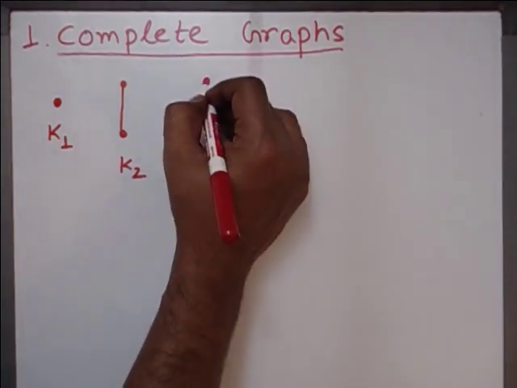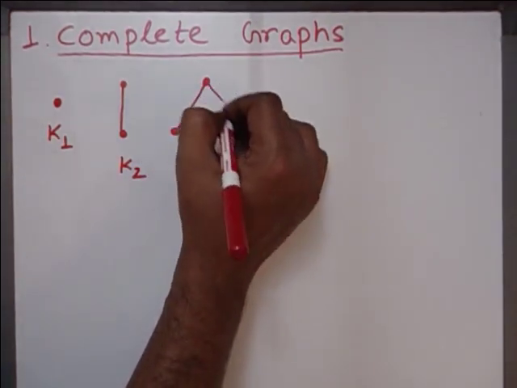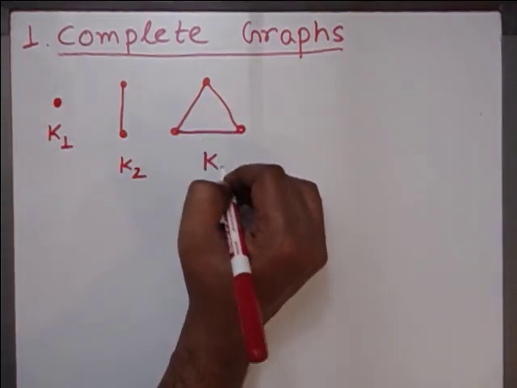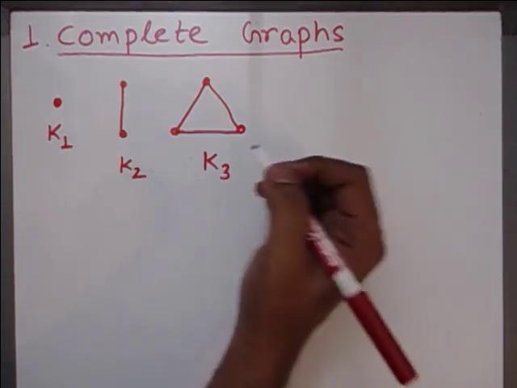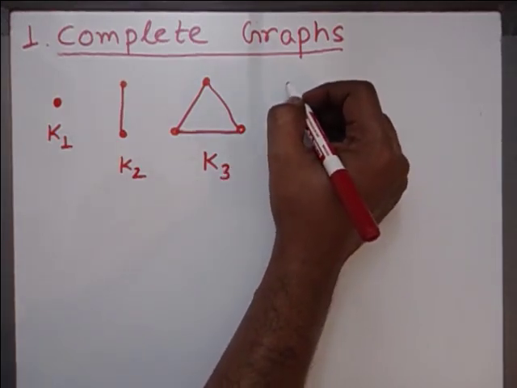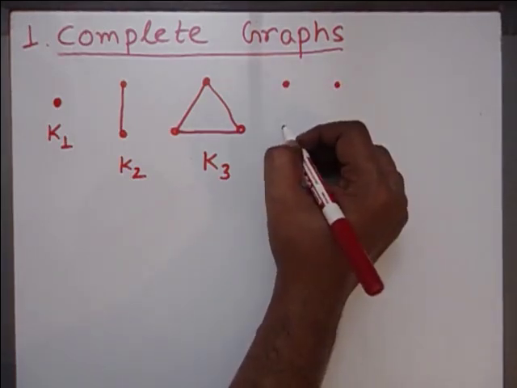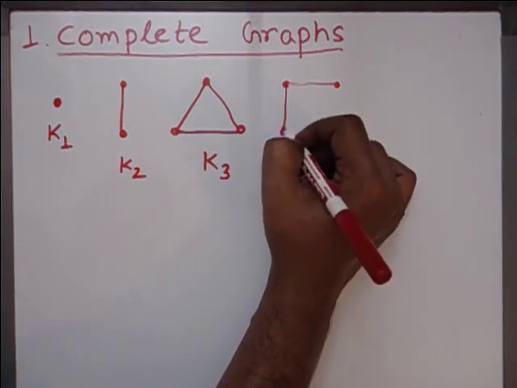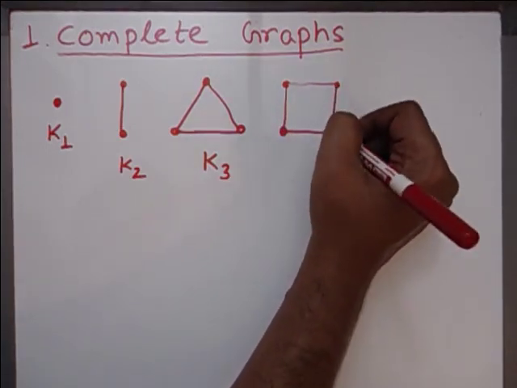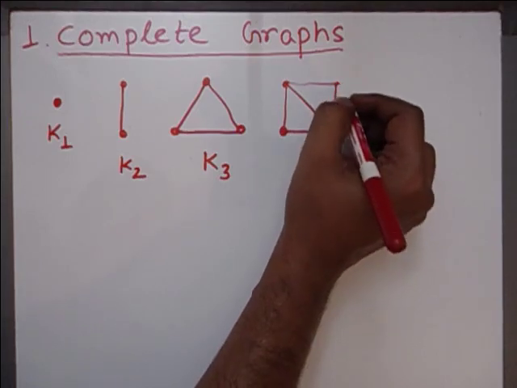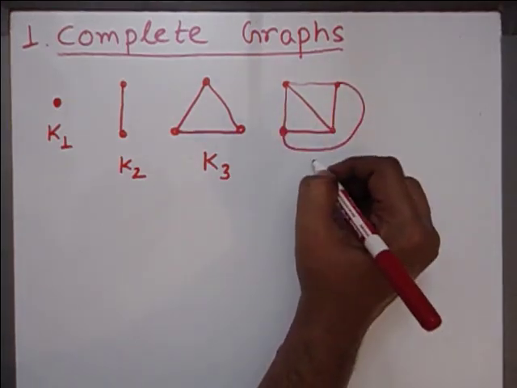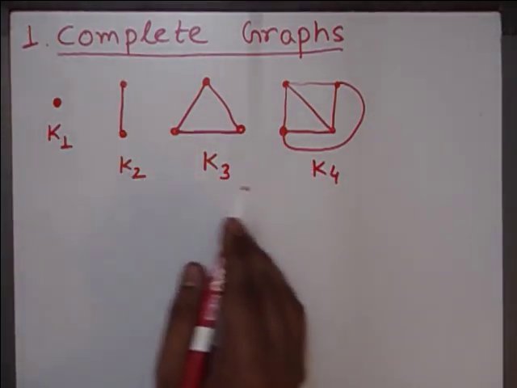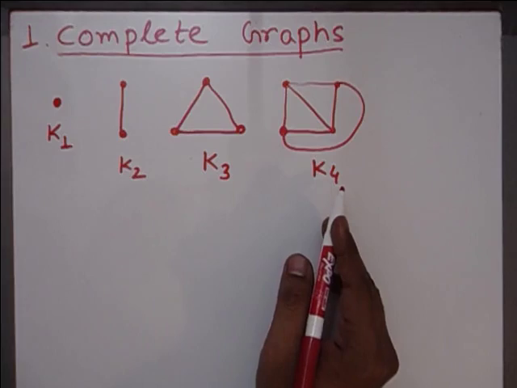K3, so there are three vertices, and if all of them are adjacent to each other, then three vertices, three edges. Similarly, K4, there are four vertices, all of them are adjacent to each other, so there are 6 edges. So K1, K2, K3 and K4.